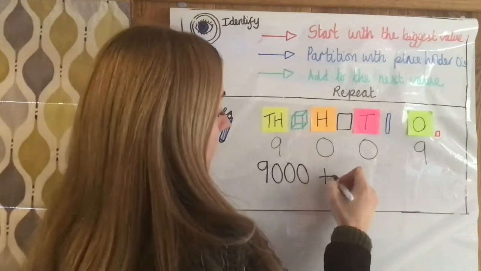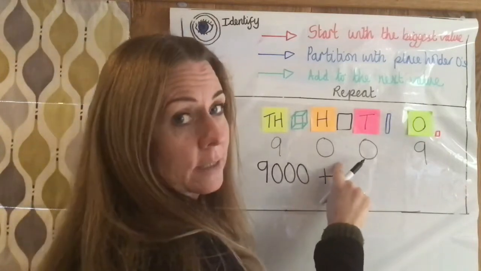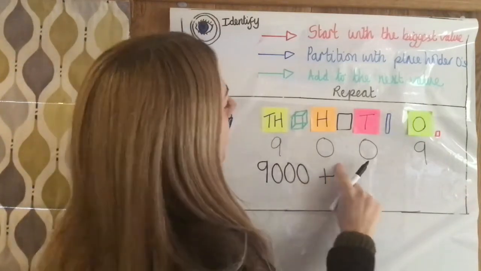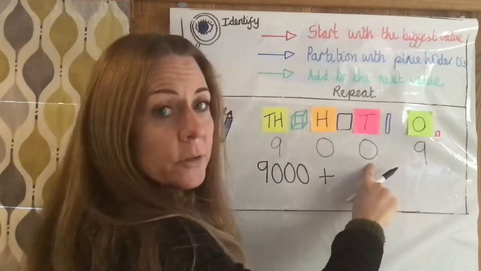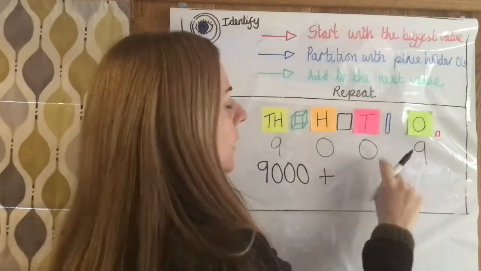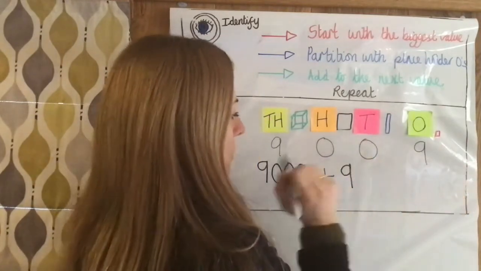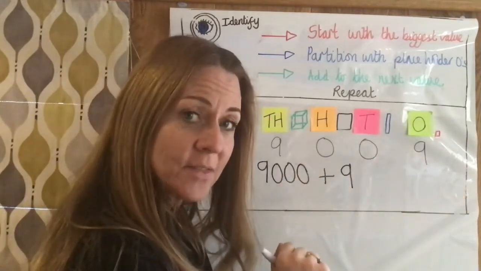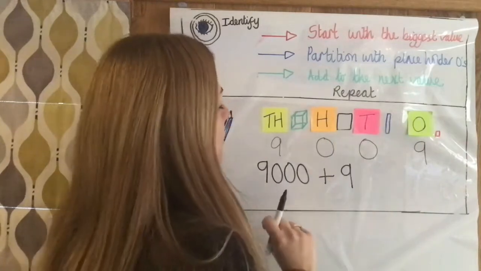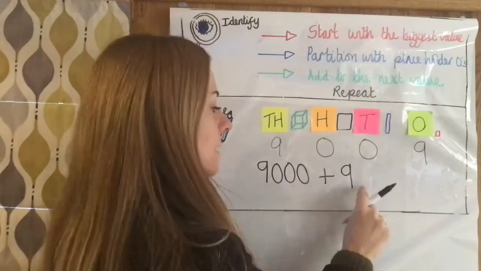And here we have nothing to add. There are no hundreds in this number, 9,009. And here there are no tens either. So we go straight to our ones, and there are 9 there. So the palindromic number 9009 partitioned is 9,000, add 9.